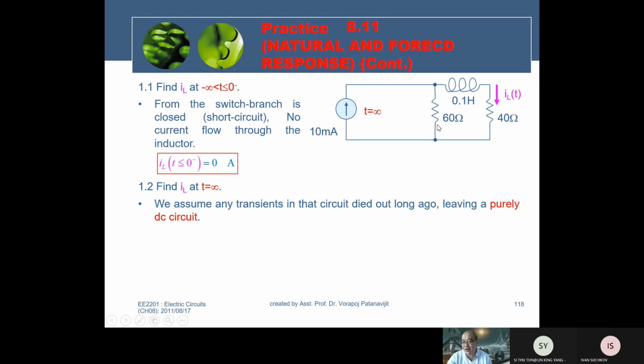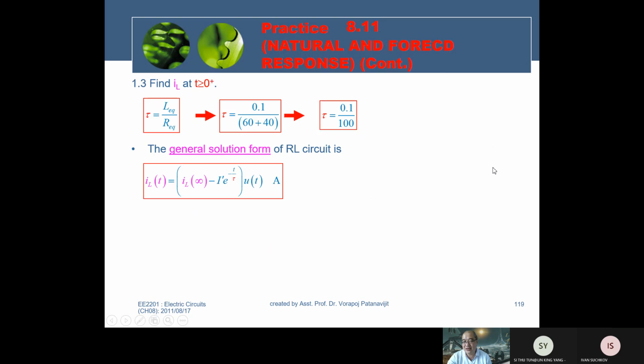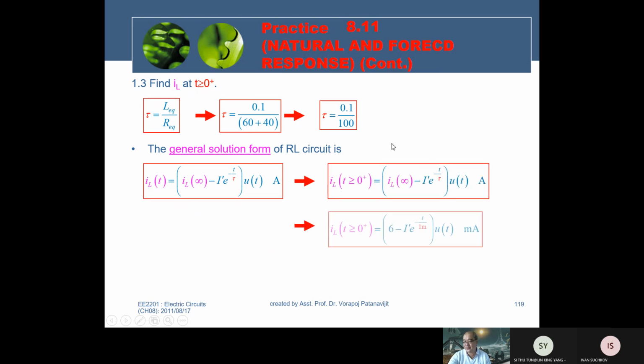If it is open circuit, this 60 ohm and the 40 ohm will be connected in series together and in series with the inductor. Therefore the equivalent resistor equals 100. The general solution of the RL is IL equals IL infinity minus I hat e power minus t divided by tau. You know I infinity, you know the time constant. You substitute them, and that gives you this.